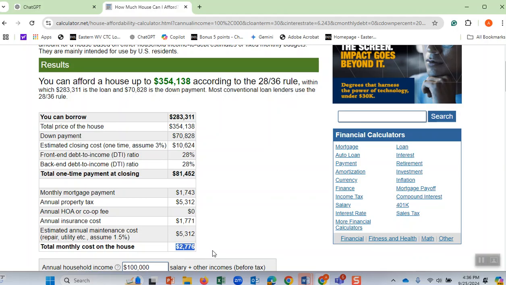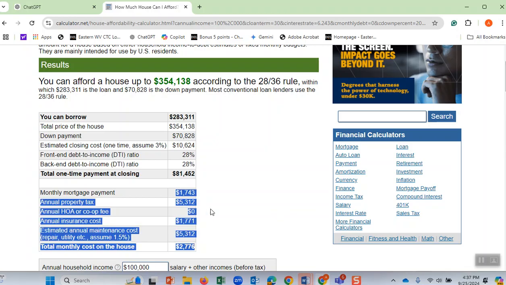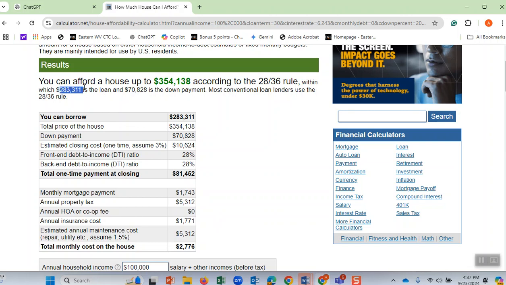Therefore, your mortgage to the bank is only 1,753. When the bank wants to give you this $283,000, they know that you are going to pay the bank this much, but at the same time, they assume that not only do you have to pay this much to the bank, you do have other expenses.